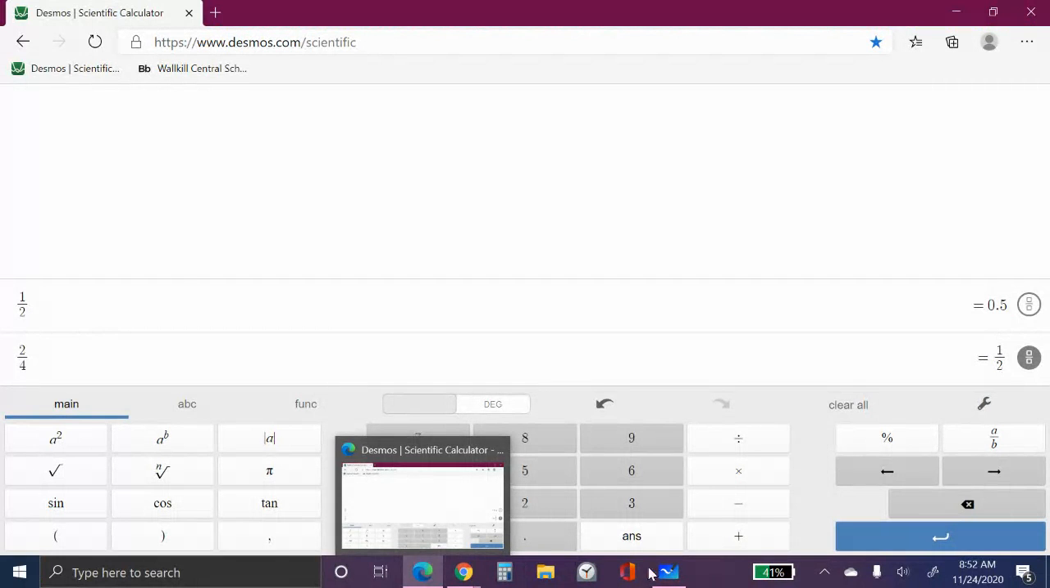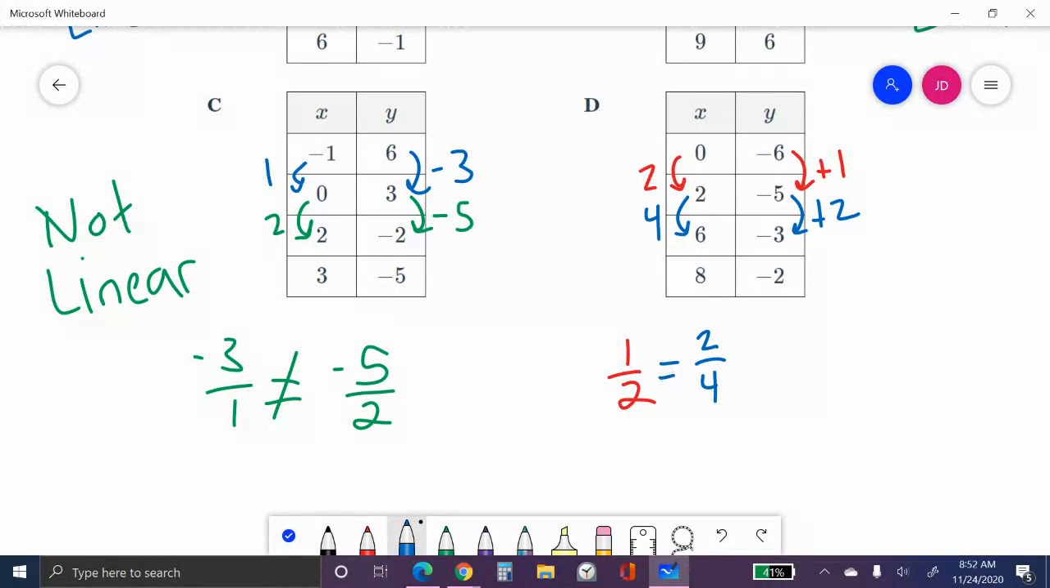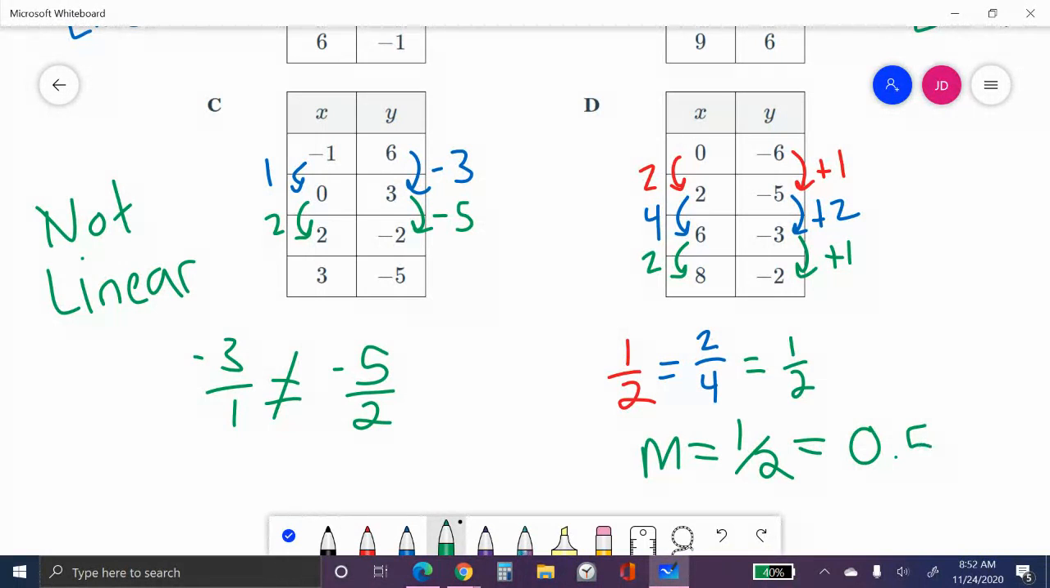Let's keep going and see. So we know that's equal. Let's look at the next interval. This one goes up 1 to the right 2. They all have the same constant rate of change. It's basically reduced to 1 over 2. So the slope of this, the constant rate of change, is 1 over 2, which is also equal to 0.5. And so this one is linear. That's how you tell whether or not a table is linear, by looking at the constant rate of change.